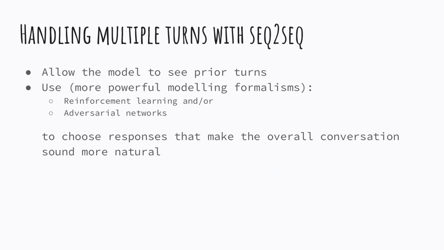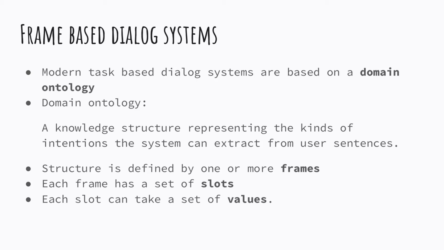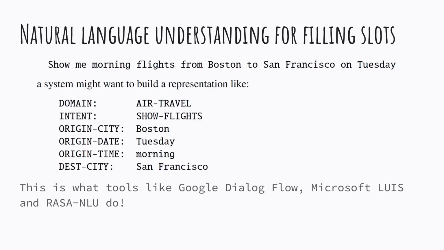Okay, good. What we're going to do is actually talk about frame-based dialogue systems. So essentially, a lot of the tools that are out there are frame-based. This essentially says you want a knowledge structure representing the kinds of intentions a system can extract from user sentences. Each frame essentially has a set of slots, and slots can take on values.